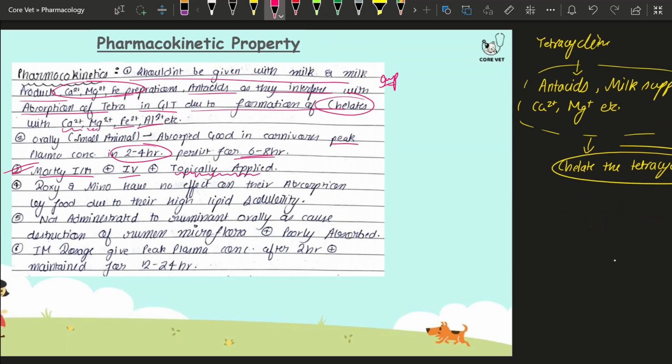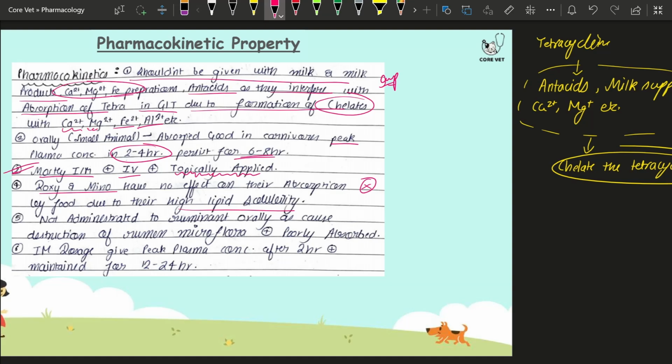If there are surface lesions, we can apply the tetracycline topically also. And doxycycline and minocycline don't have an absorption effect, meaning the absorption isn't going to be affected even in the presence of food, right? Due to high lipid solubility, which I had told you in the classification itself.